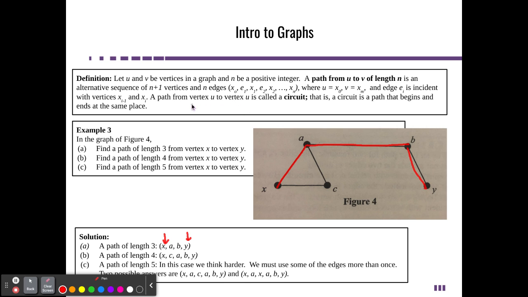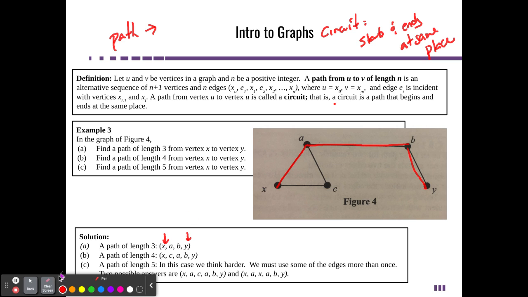Something like this is called a circuit. A path from vertex U to vertex U is called a circuit. This is a circuit, the path that begins and ends at the same place. So we did not make a circuit. We just made a path. So, a path versus a circuit: a circuit starts and ends at the same place, whereas a path is just going to get us through the particular vertices that we need to cover.